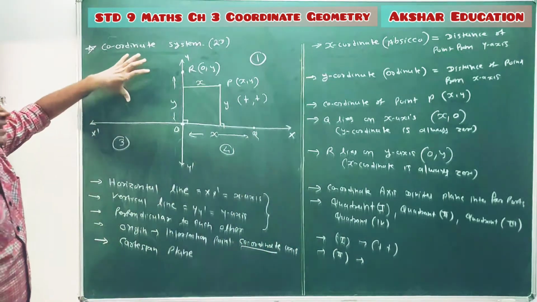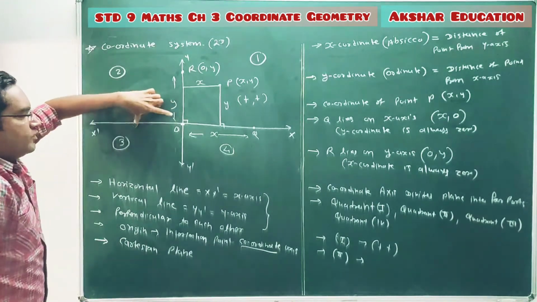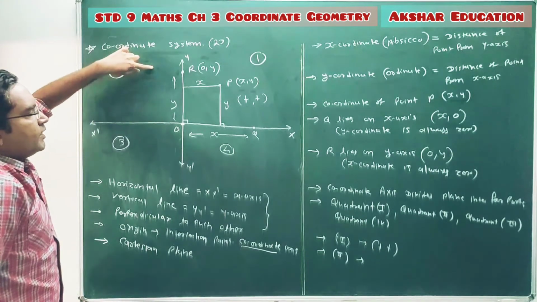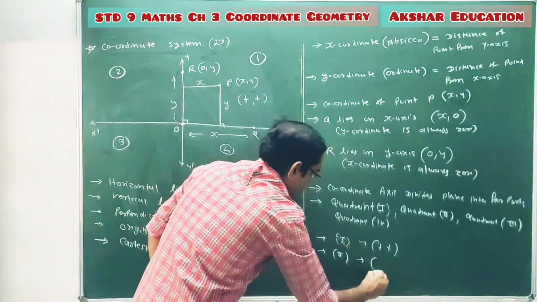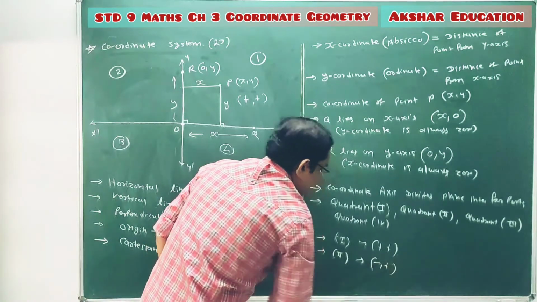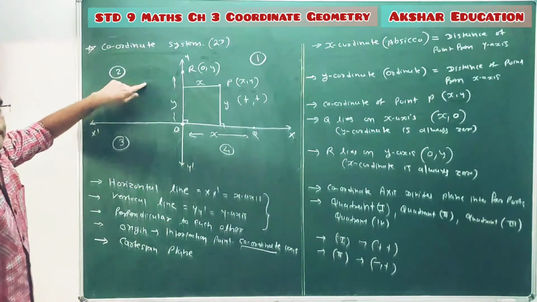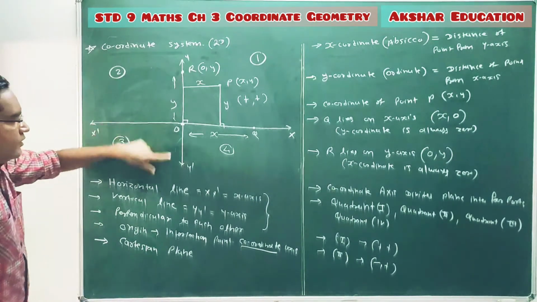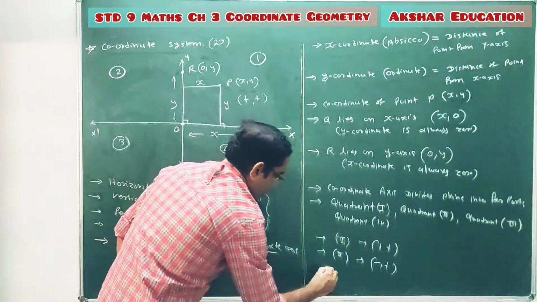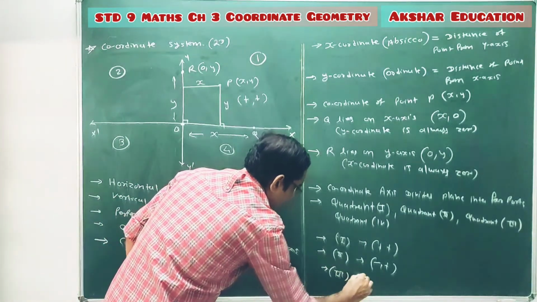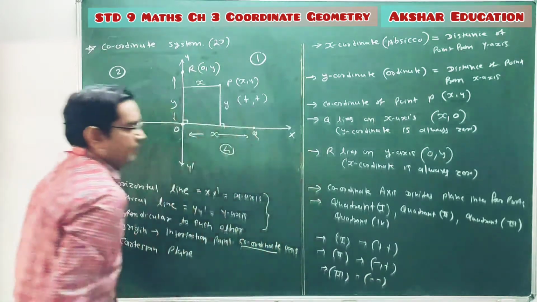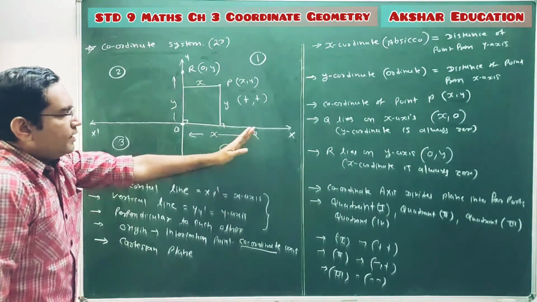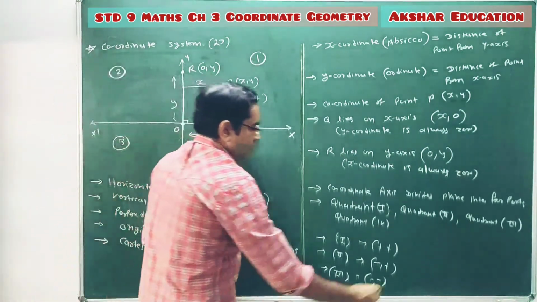Any point which lies in the second quadrant, this is the negative direction of the x-axis, its x coordinate is always negative and y coordinate is always positive. Any point which lies in the third quadrant, its x coordinate is negative as well as y coordinate is negative. So both coordinates are negative. And any point which lies in the fourth quadrant, its x coordinate is positive and y coordinate is negative.